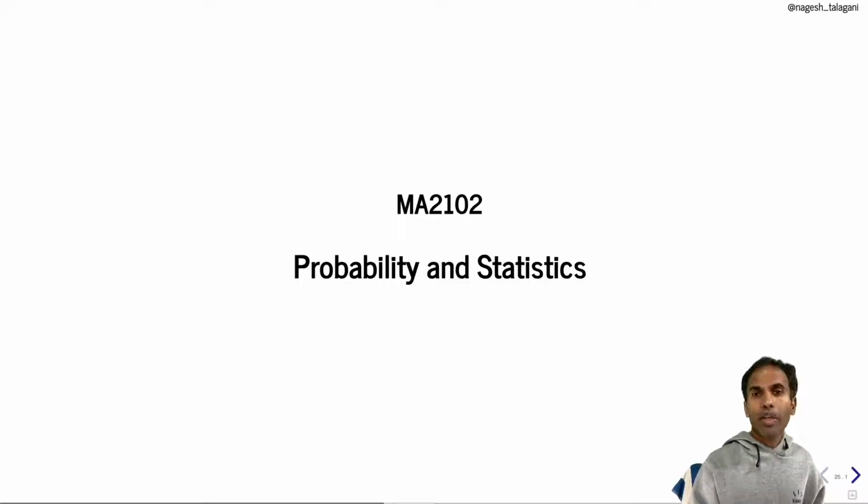Hi students, in this video I am going to talk about multinomial distribution and convolution formula for PDF of sum of independent random variables and probability distributions of transformations in R^k. Okay, let me get started with multinomial distribution.